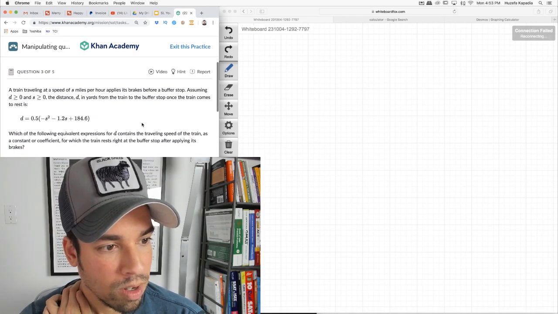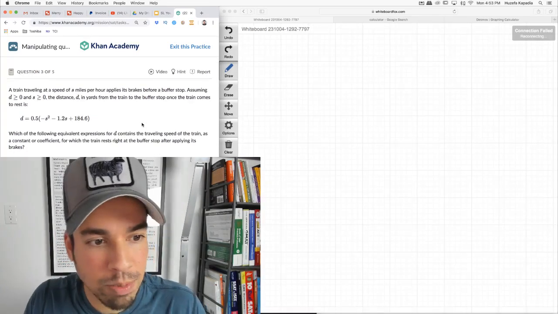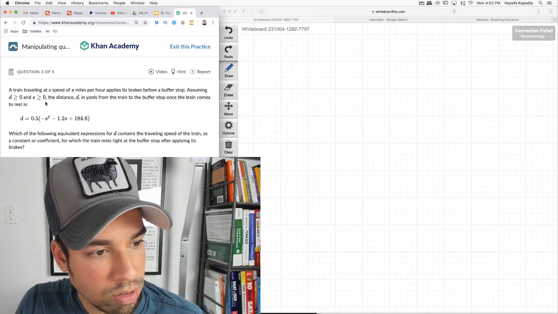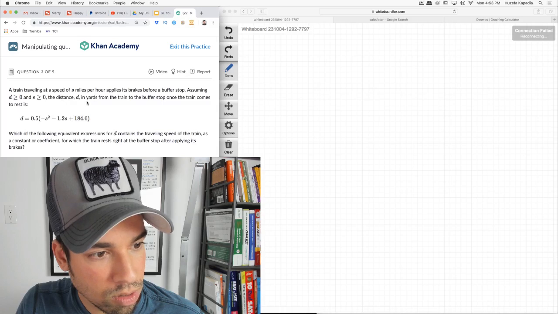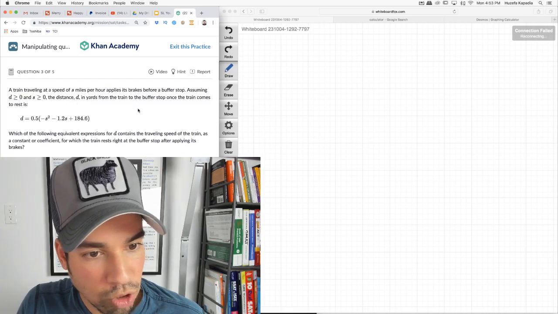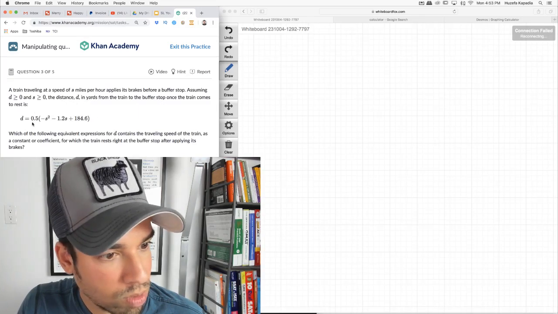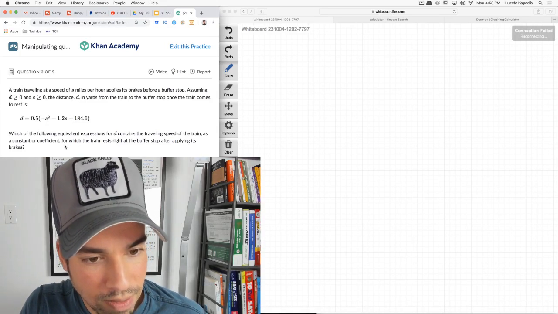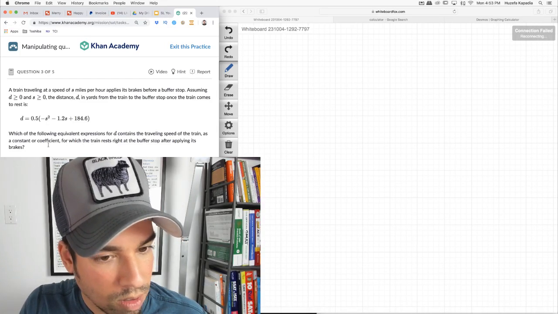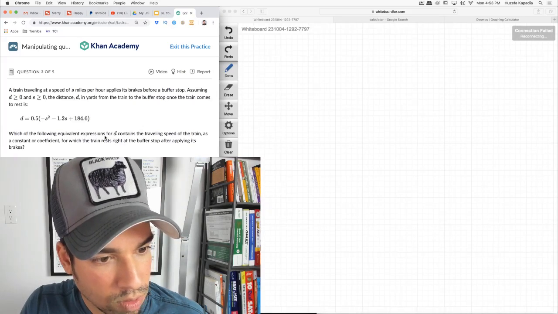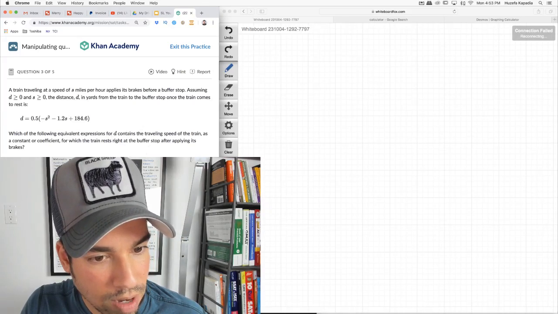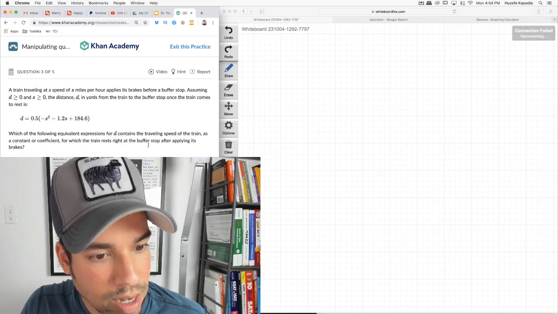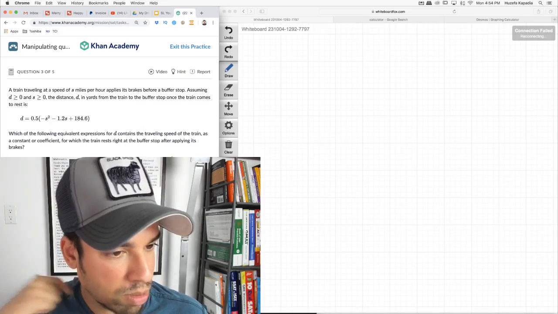Let's keep trying. Okay, a train traveling at a speed of s miles per hour applies its brakes before a buffer stop. Assuming d is greater than or equal to 0, s is greater than or equal to 0. The distance d in yards from the train to the buffer stop once the train comes to rest is this. Which of the following equivalent expressions for d contains the traveling speed of the train for which the train rests right at the buffer stop after applying its brakes?